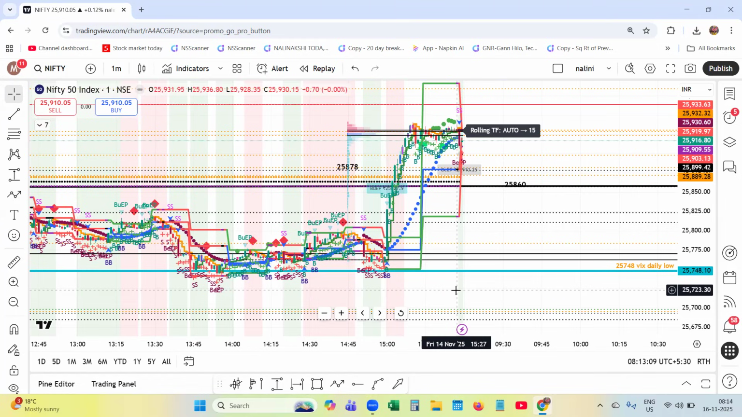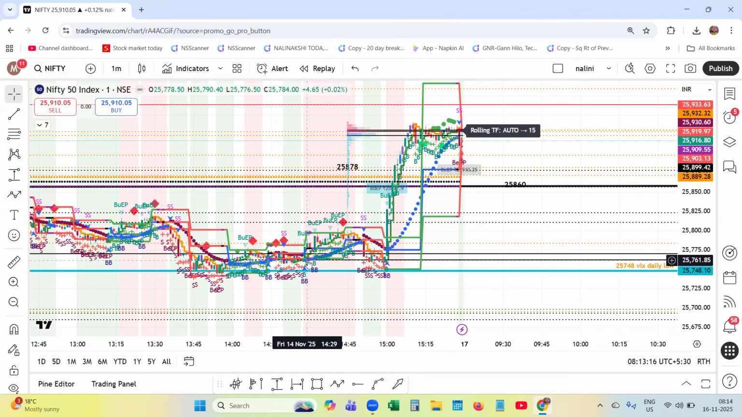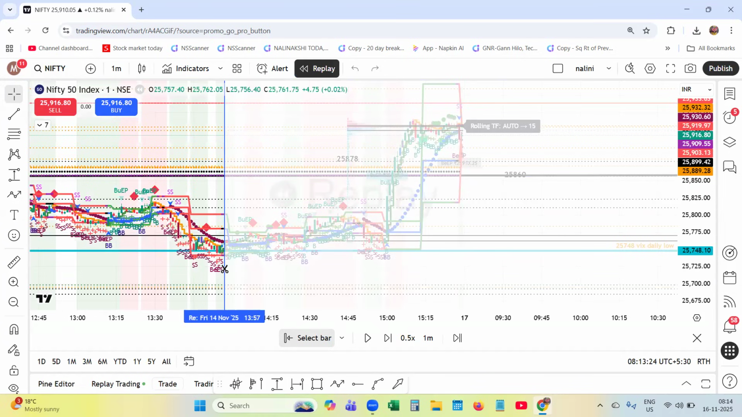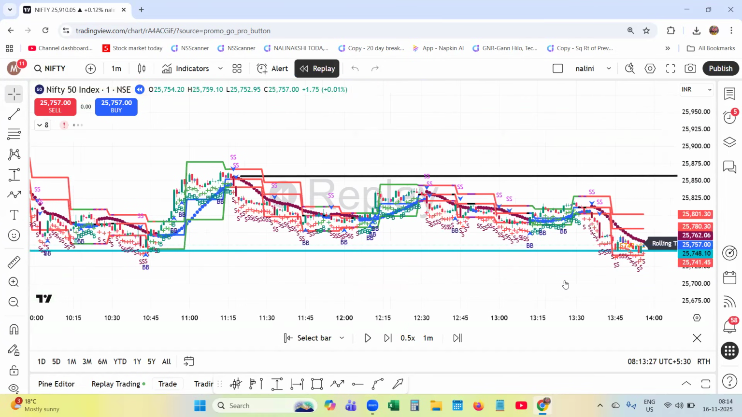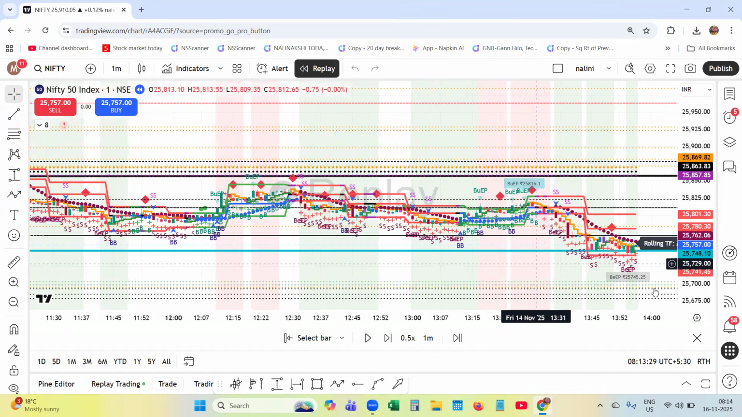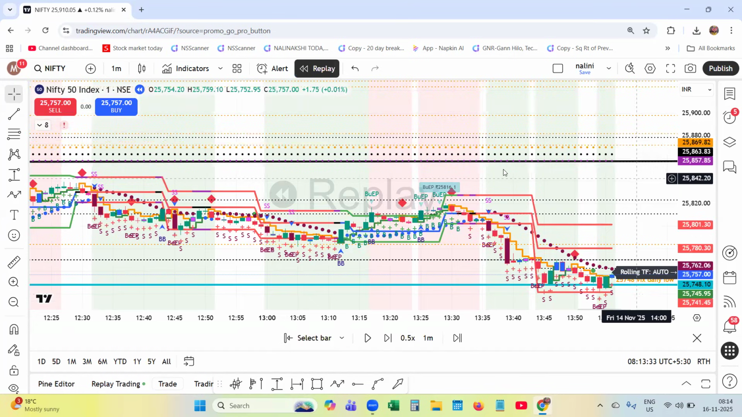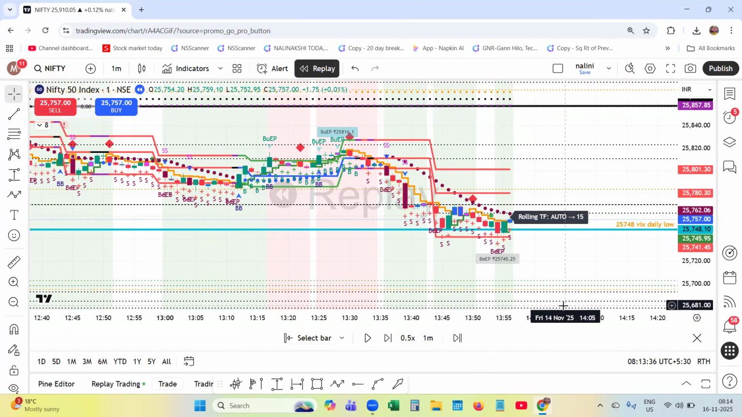The market has traveled across these put writers on an intraday basis, and let me show you in replay mode how we could have taken the trade. Let me go back to the replay mode, and I am selecting this bar. I'm starting the replay mode, and you carefully watch. These are the green zones, and the price is below the pivot, and you are getting a discount.